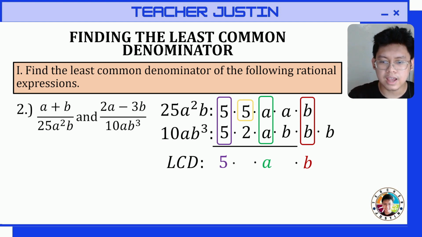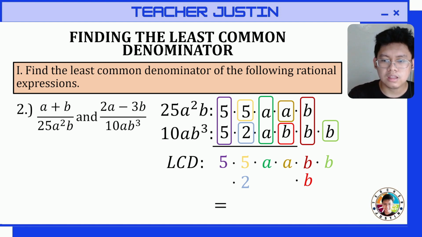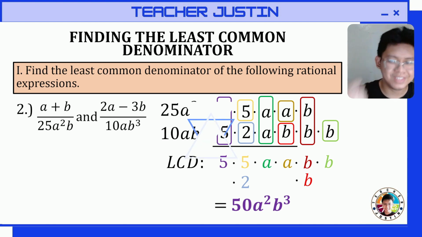So we have 5, we have 2, we have a, b, and another b. Okay. Tapos multiply natin lahat. 5 times 2 times a times a times b times b times b. That will give us 50a squared b cubed. And that will be our least common denominator. And that's it. Ta-da! Alright.